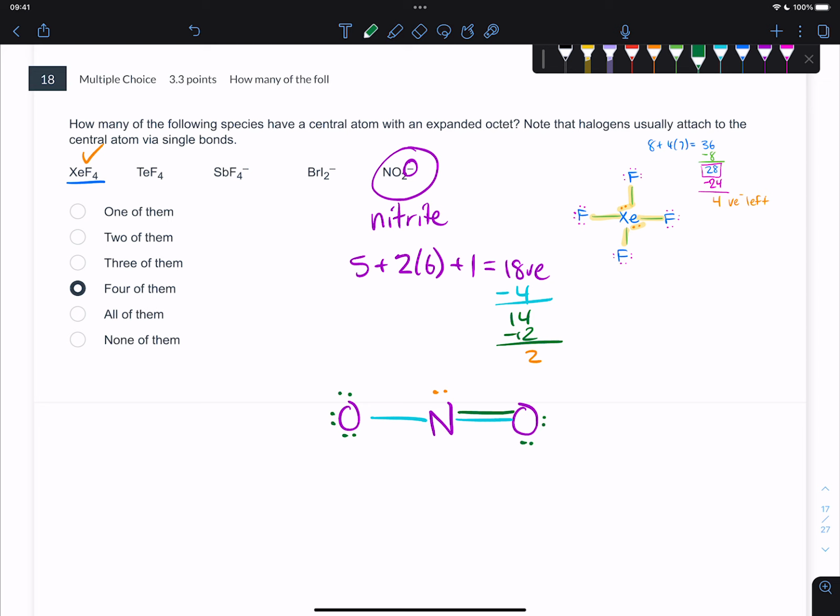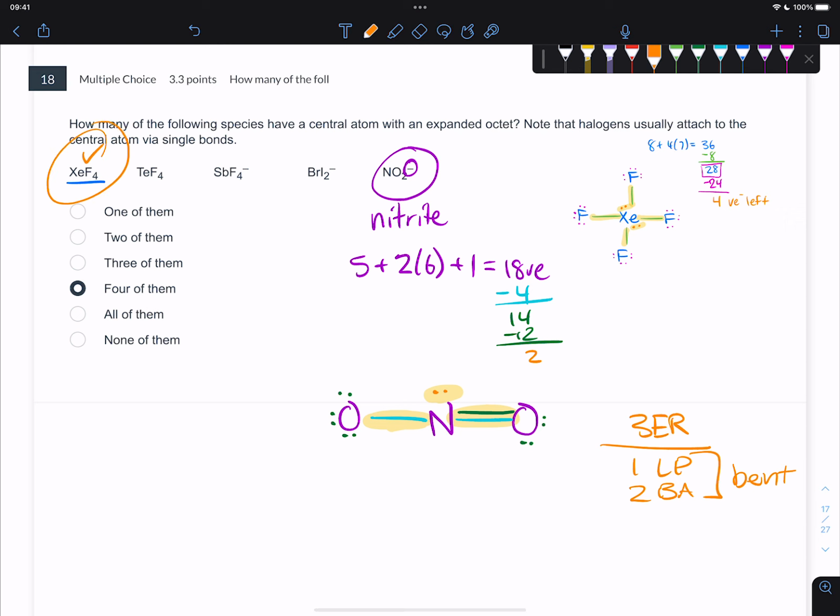Now, if you think about the electron regions around it, you have 1, 2, 3 electron regions. So you have 3 ER. That means it's going to be a trigonal planar electron region geometry. But if you think about it, just 1 lone pair and 2 bonding areas, that's going to give you a final shape of bent. In case you cared about that, because I think VSEPR is kind of neat. Now, that's the one that can't do an expanded octet, so that's why you're going to have 1, 2, 3, 4. That's your answer.